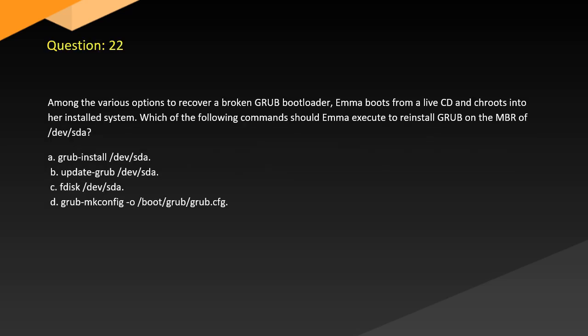Question 22. Among the various options to recover a broken GRUB bootloader, Emma boots from a live CD and chroots into her installed system. Which of the following commands should Emma execute to reinstall GRUB on the MBR of /dev/sda? A. grub-install /dev/sda. B. update-grub /dev/sda. C. fdisk /dev/sda. D. grub-mkconfig or /boot/grub.cfg.